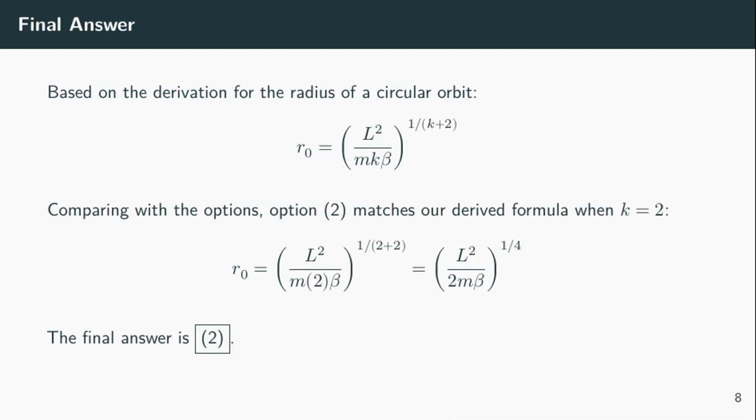So to wrap up, we derived the general formula for the radius of a circular orbit in this potential: r0 equals the quantity L squared over mk beta, all raised to the power of 1 over k plus 2. Comparing this general formula with the given options, we found that option 2 matches our result exactly when k equals 2. For k equals 2, our formula gives r0 equals the quantity L squared over m times 2 times beta, all raised to the power of 1 over 2 plus 2, which simplifies to the quantity L squared over 2m beta, all raised to the power of 1/4. This is exactly what option 2 stated. Therefore, the correct option is 2.